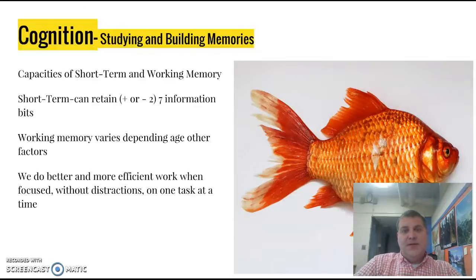Working memory varies depending upon age and other factors, and we can do better and more efficient work when focused without distractions on one task at a time. This is basically telling you that, yes, I understand that you can do 2 things at a time, but you're not going to do them as well as what you think you're going to.